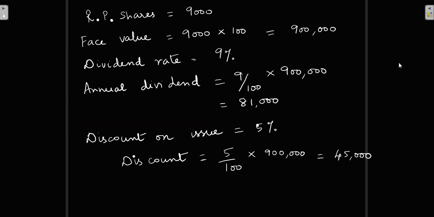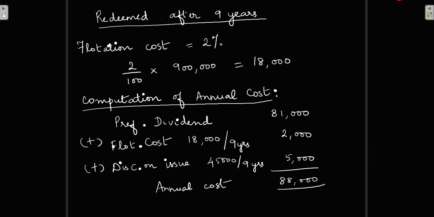So the number of redeemable preference shares is 9,000. Face value is 9,000 shares into 100, 9 lakhs. Dividend rate given is 9%, so the annual dividend is 9% on 9 lakhs, which is 81,000. Since we are issuing it at a discount of 5%, the 5% will be calculated on the face value 9 lakhs, so 45,000. It is important we remember that it is redeemed after 9 years. Flotation cost is 2%. 2% on face value 9 lakhs will give you 18,000.